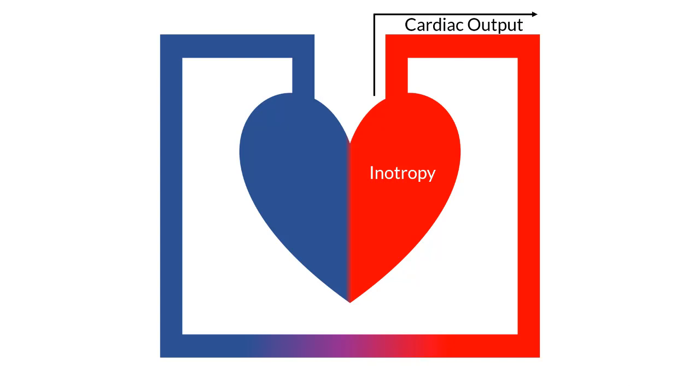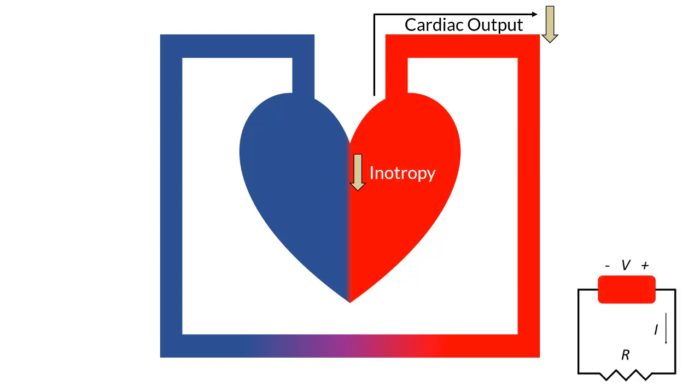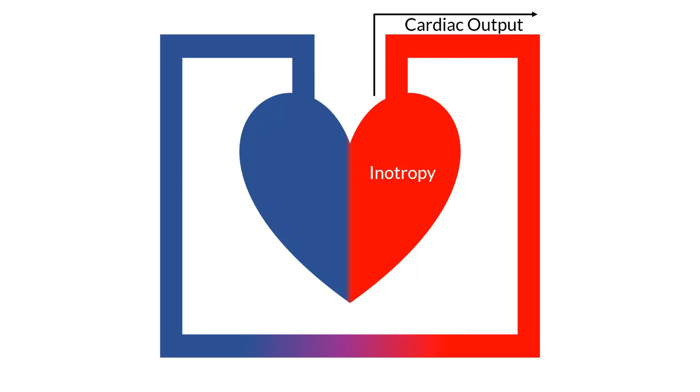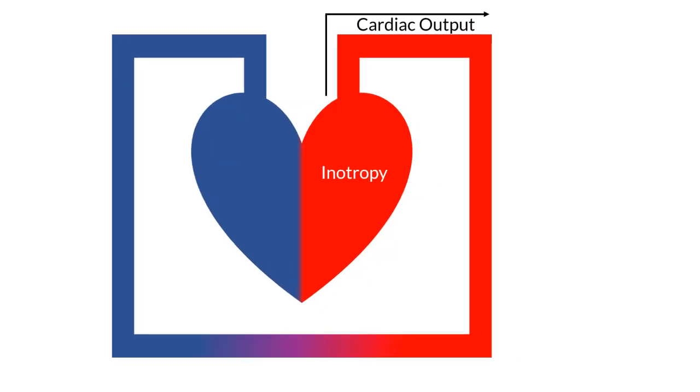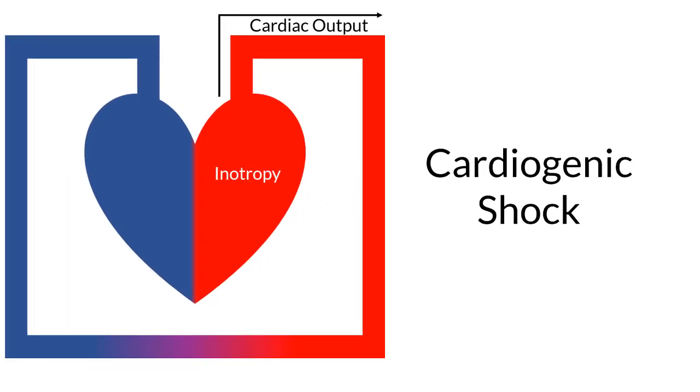Let's examine now what happens when contractility drops. Negative inotropy leads to a reduction in cardiac output. Applying Ohm's law, we see that unless afterload changes, blood pressures will fall. When reduced cardiac output resulting from a weak heart, negative inotropy, leads to end organ injury, this is called cardiogenic shock.